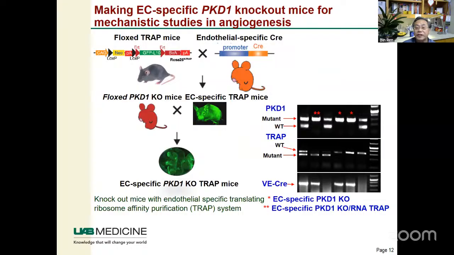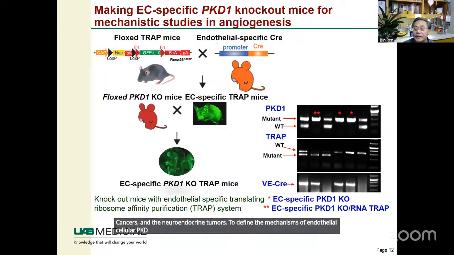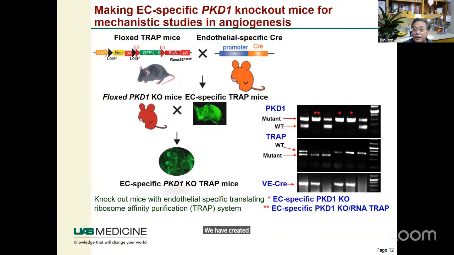To define the mechanisms of endothelial cell PKD1 signaling in angiogenesis and breast cancer progression, we have created 2 transgenic mouse lines. In one line, the PKD1 gene is deleted in endothelial cells. In another trapped mouse line, not only is the PKD1 gene deleted in the endothelial cells, but there is a genetically tagged GFP in the ribosome of endothelial cells. This allows us to isolate ribosome-bound messenger RNA directly from the endothelium in animals for RNA sequencing and other downstream analysis.